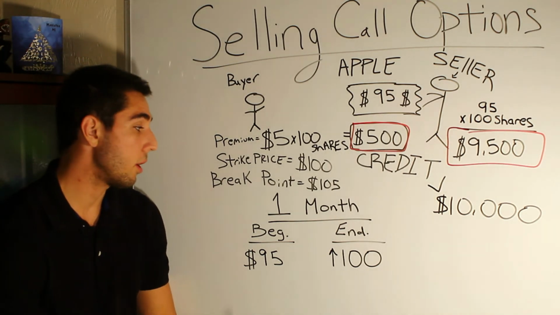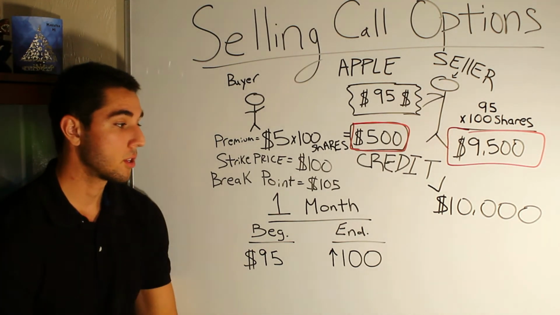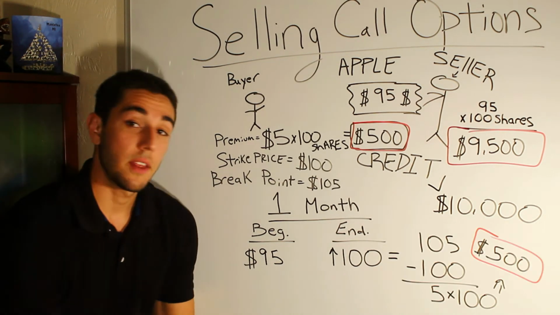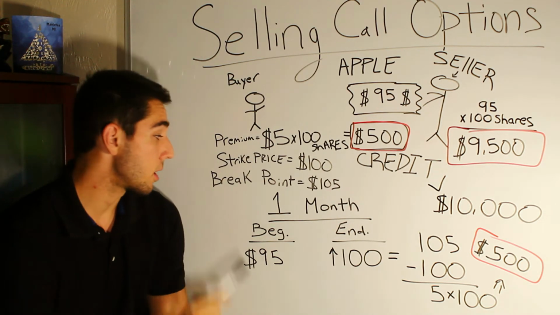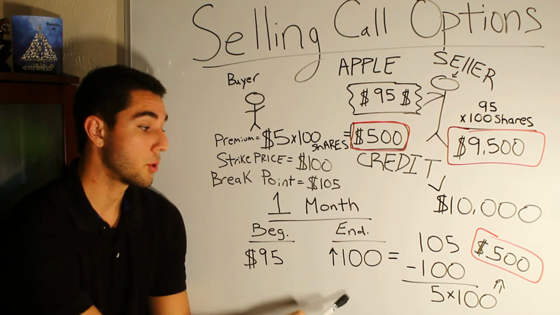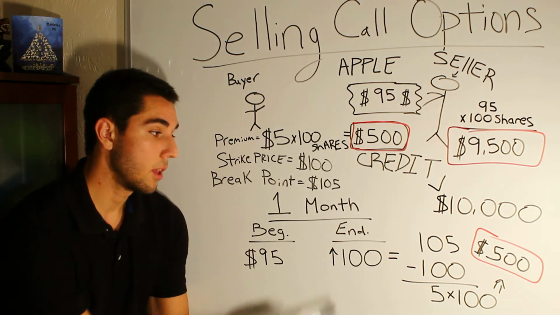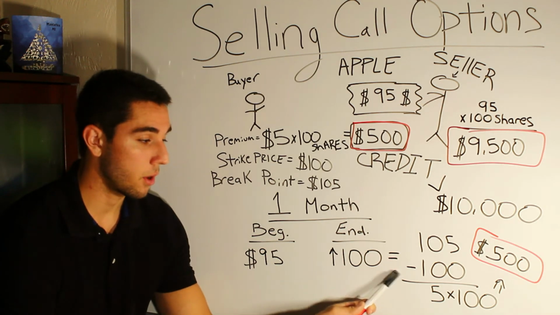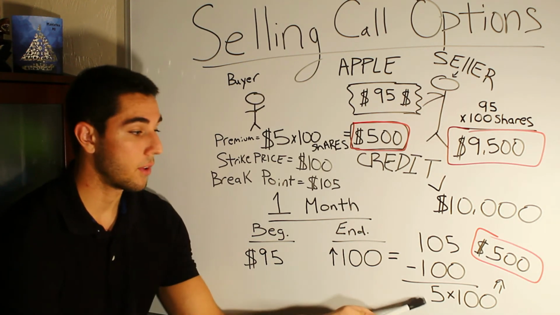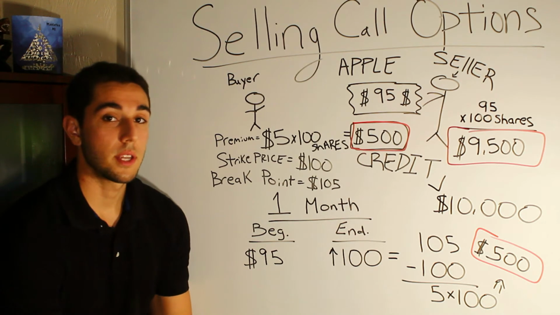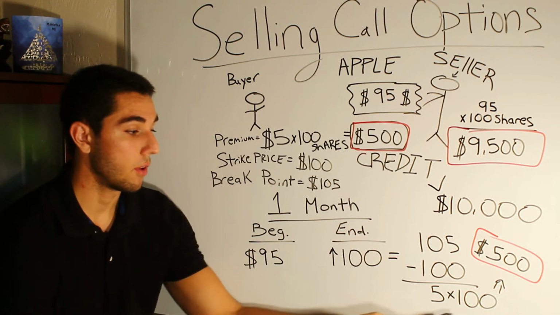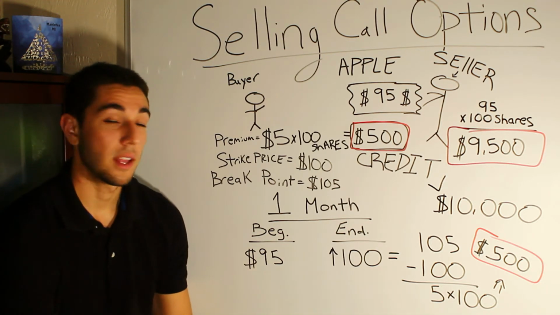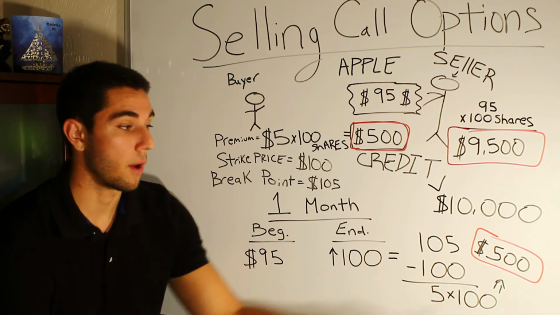Now that isn't above your break-even point. So what's going to happen is that if Apple hits 100 by the end of the month, your selling call option is going to be the break-even point subtracted by this price at the end of the month. So 105 minus 100, and that's going to give you $5. Now remember, it's an option with a contract of 100 shares, so you multiply that 5 by 100. And that's going to give you $500 of profit.